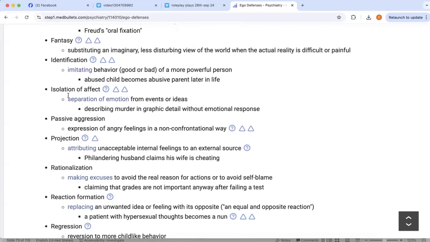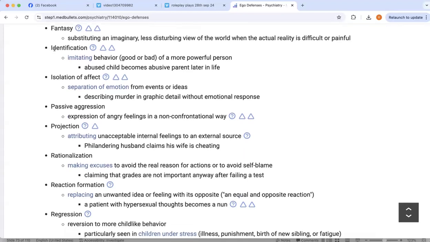Fixation is not needed, fantasy not needed, identification. Identification is imitating the behavior of a more powerful person. Many times children imitate their parents because they think they are the role model, right? That is called identification. When someone imitates the behavior of a more powerful person in their life, whether it is a good or bad imitation, that is identification.